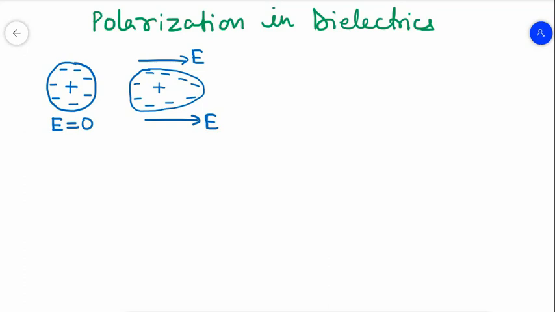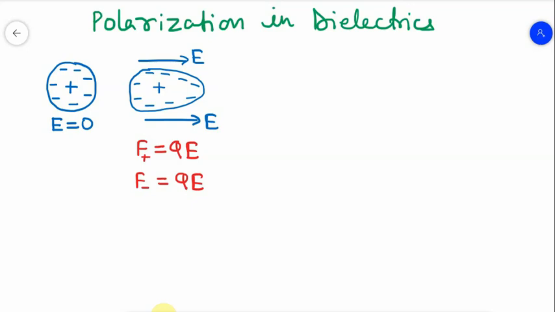Fine. So by which force does it happen? It happens by the force F plus, equal to Q into E. So the positive charge displacement along this E is due to this force F equals Q E. While the negative charge is displaced in the opposite direction by the force F minus equals Q into E. So this kind of force is acting on the charges when this molecule is subjected to electric field E.